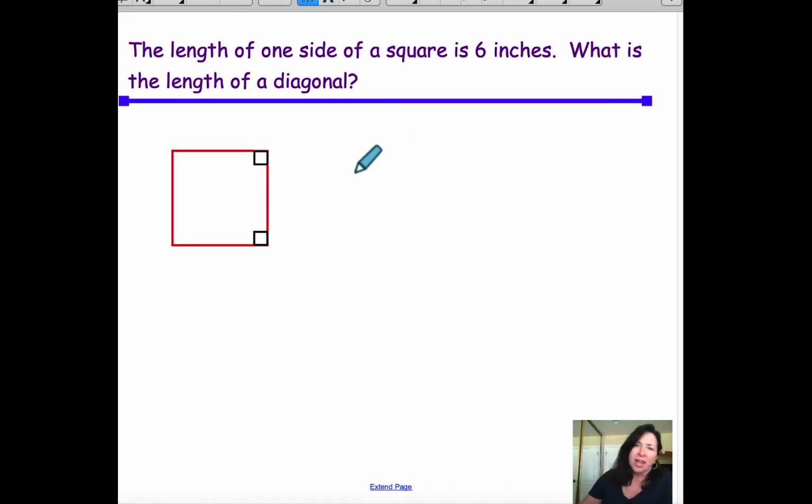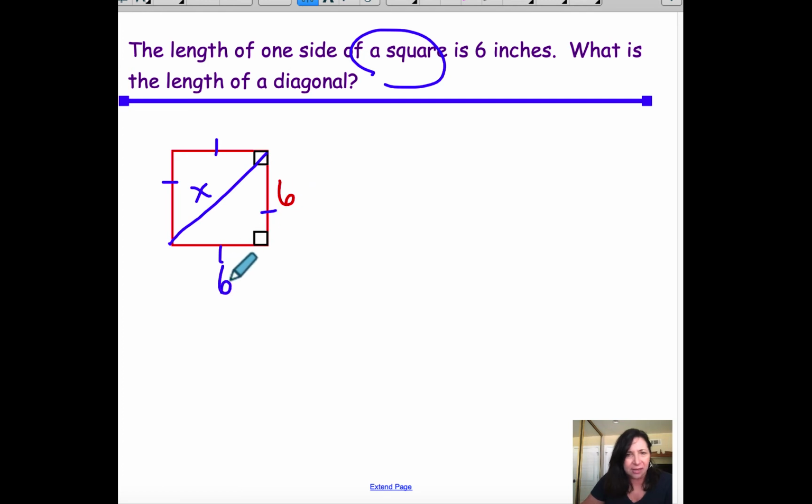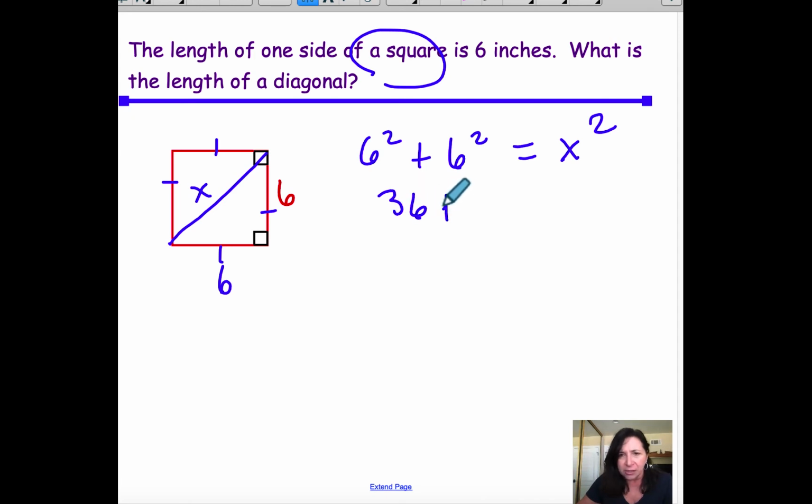The length of one side of a square is 6 inches. There we go. What is the length of the diagonal? So we've got, this is what I want to know what that is. So if this is a square, right, squares have 4 congruent sides, which means that's 6, that's 6. So that means when I use Pythagorean theorem, I'm going to get 6 squared plus 6 squared is equal to x squared. So I've got 36 plus 36, which is 72, is equal to x squared.